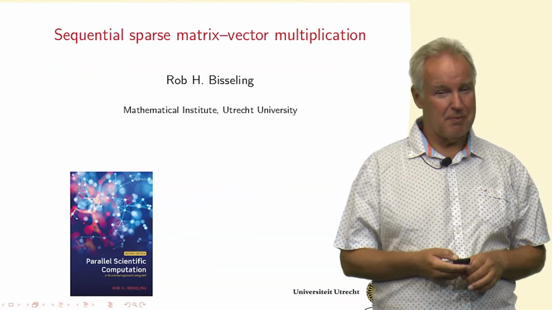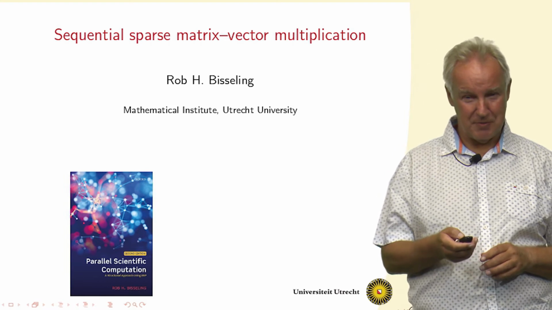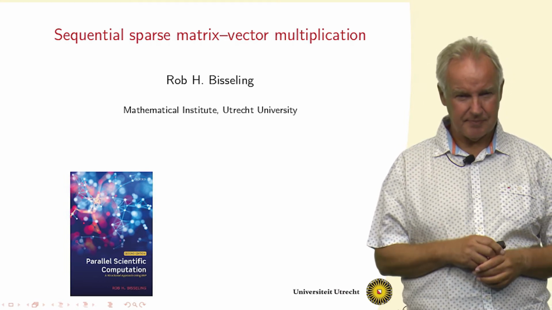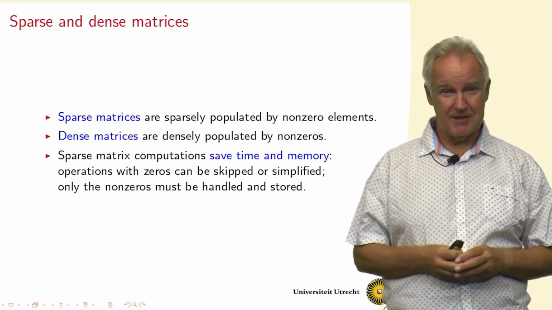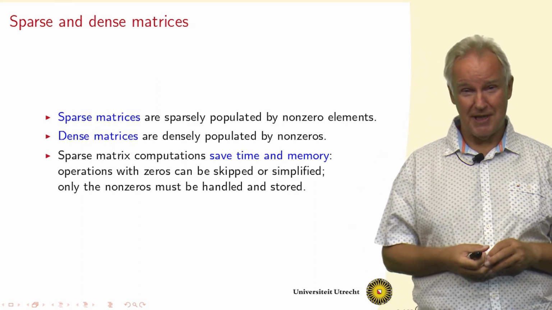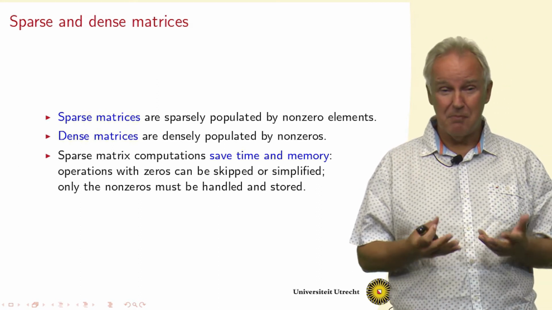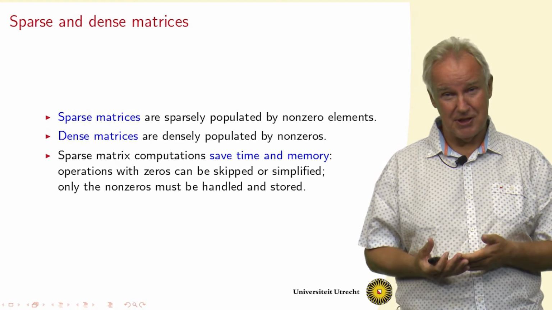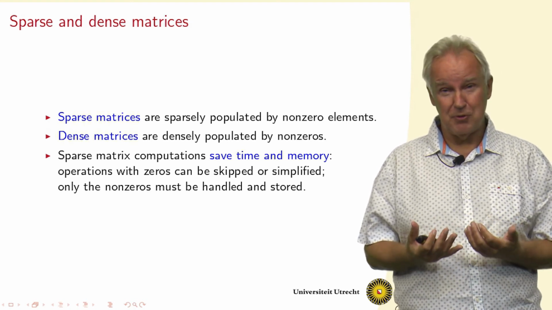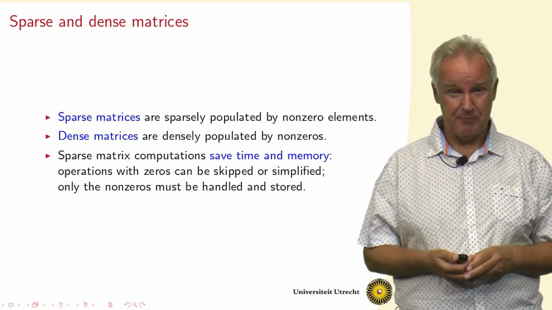This video is about sparse matrix vector multiplication. A sparse matrix is sparsely populated by non-zeros. Most elements of the matrix are 0, and there are only few elements that are not 0.